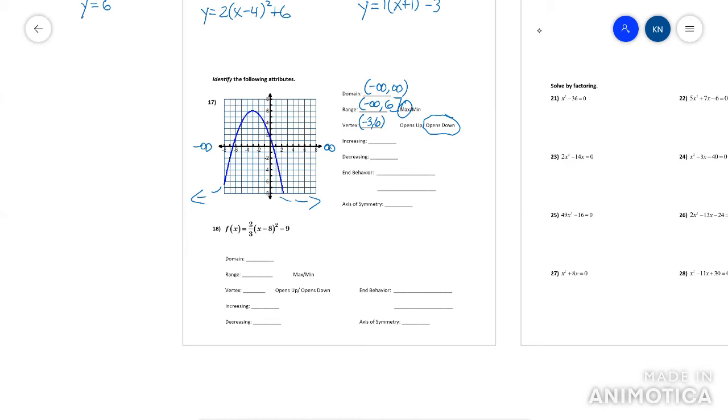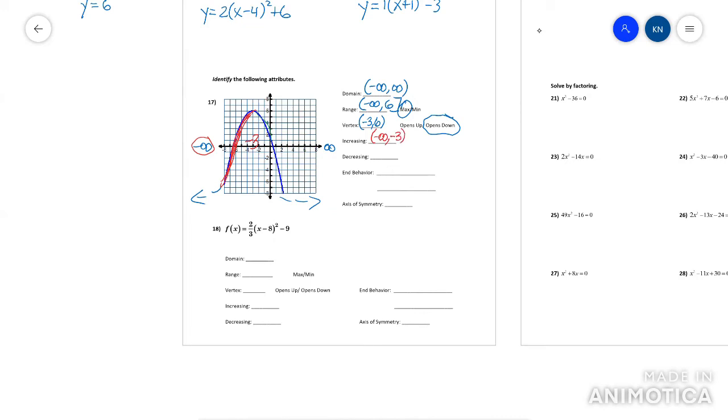All right, increase, decrease works like this. This red section of line here, from left to right, is increasing. And it's increasing from x values of negative infinity to negative 3. So I'm increasing from negative infinity to negative 3. Remember, use x values when you answer this.